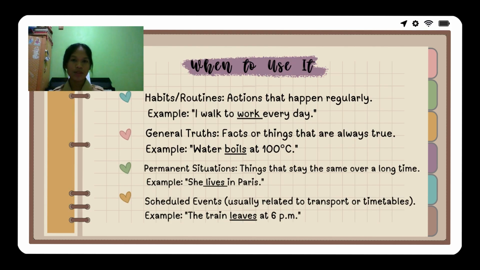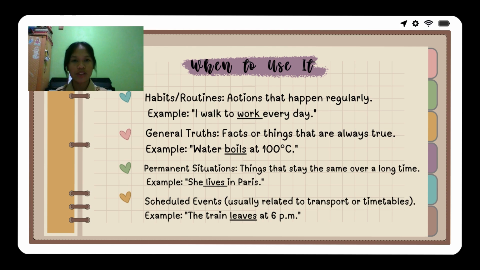When to use simple past. We use simple past for habits or routines. That's an action that happens regularly. Example, I walk to work every day and I arrived at school at 7 a.m. We use simple past for the general truth, that facts are things that are always true.